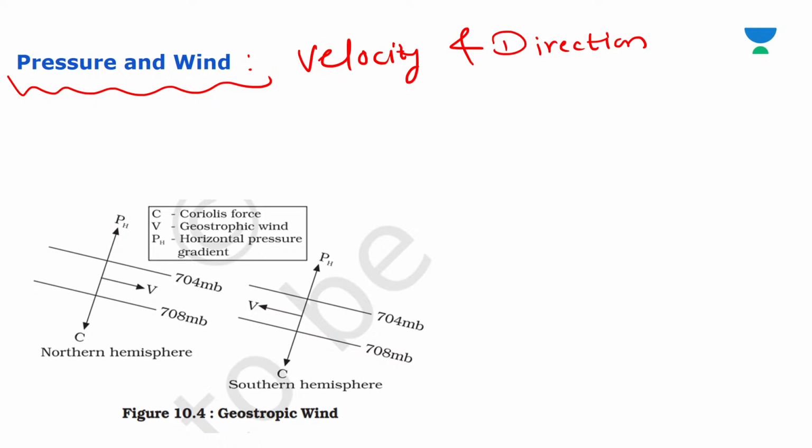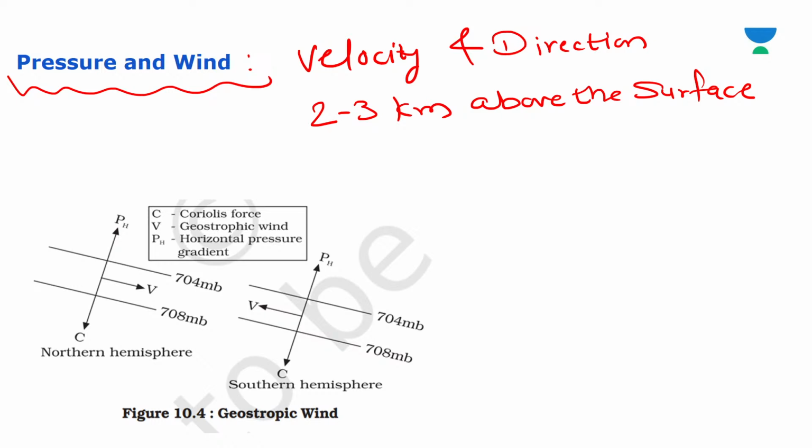The winds in the upper atmosphere, that is 2 to 3 kilometers above the surface, are free from the frictional effect of the surface and are controlled mainly by the pressure gradient and the Coriolis force.